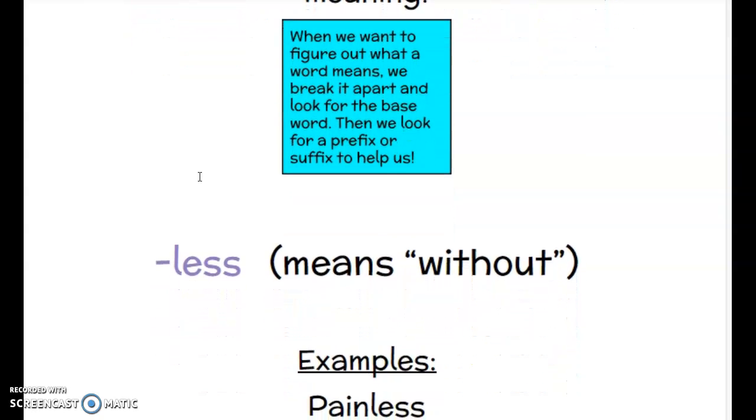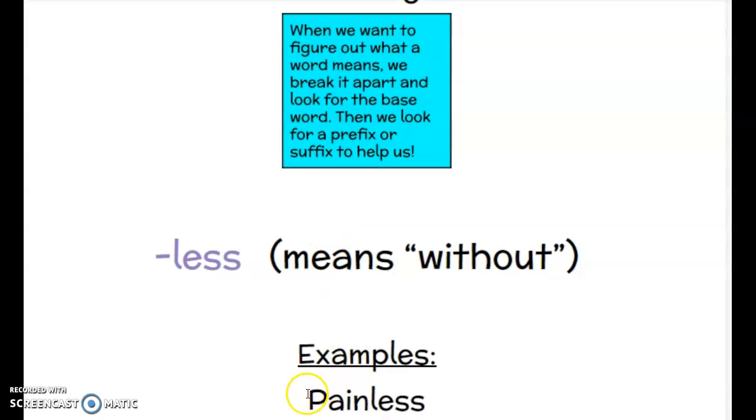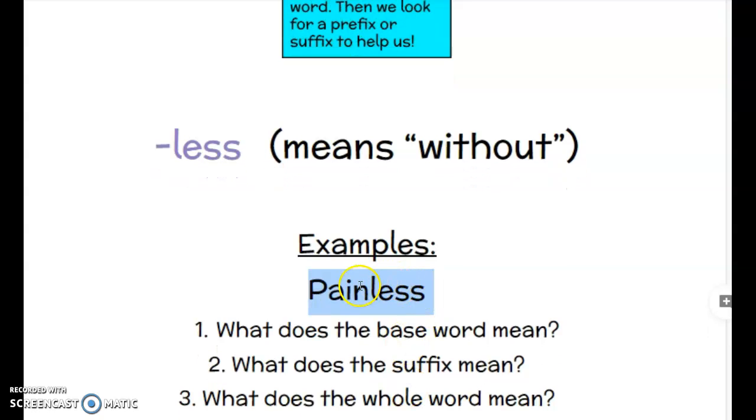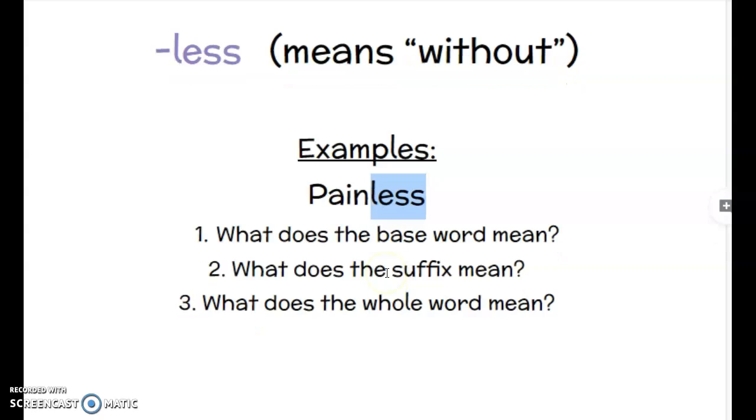An example, painless. Well, the base word in this word is pain. We know what pain is, something that hurts us. And then our suffix is less. So pain less. So without pain. And we can do that. We looked at our base word, which was pain, our suffix, which was less, and when we put them all together to think about the whole word, painless, without pain.